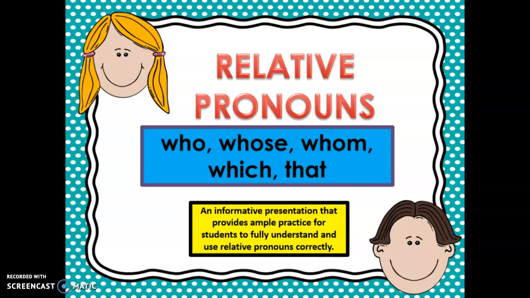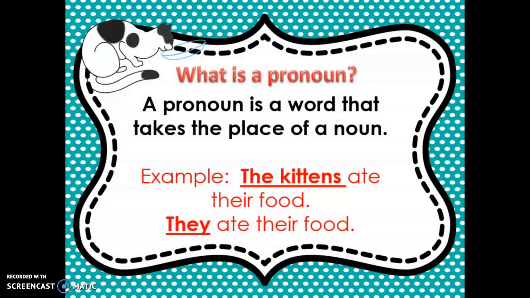So here we go. First of all, we have 5 relative pronouns. We have who, whose, whom, which, and that. And what is a pronoun in general? You should probably know what a pronoun is already, but it's a word that takes the place of a noun. So for example, it has the kittens ate their food. If I wanted to replace the kittens, I would just write the word they.